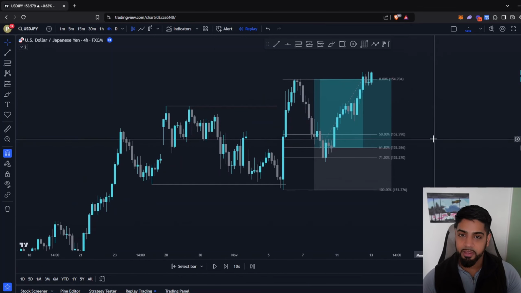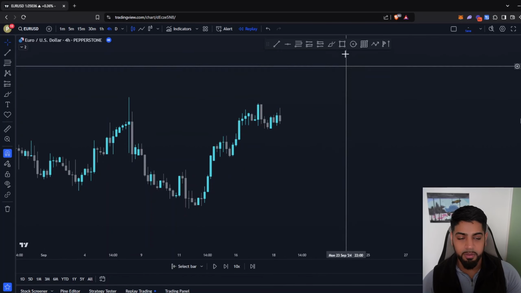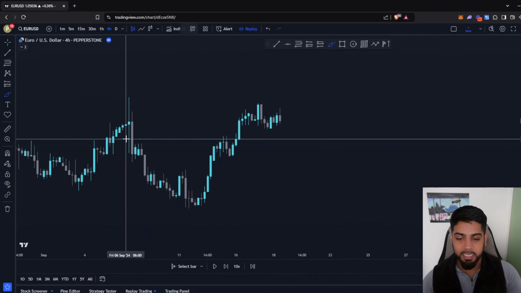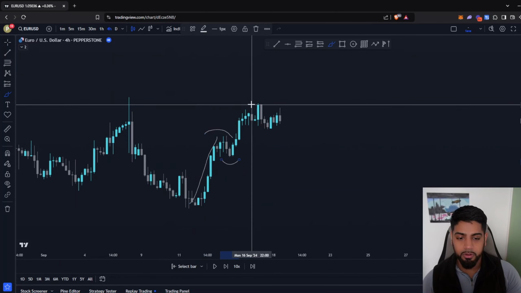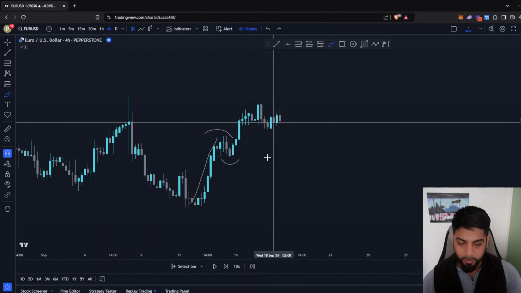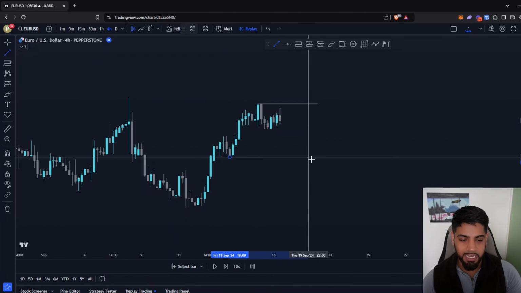So let me give you another example. Here we are on euro versus the dollar on the 4-hourly time frame. So again, we understand where we are in terms of our structure first. We've got a higher high, higher low, higher high. Now if we identify that the highest point of this range is right here, so this is our higher high, and this is the lowest point, which is our higher low.